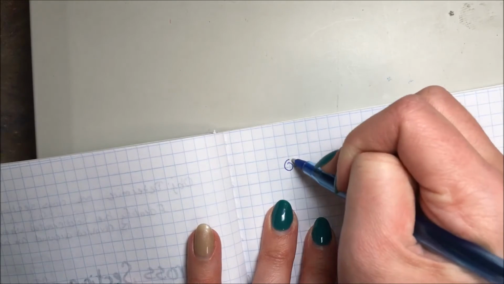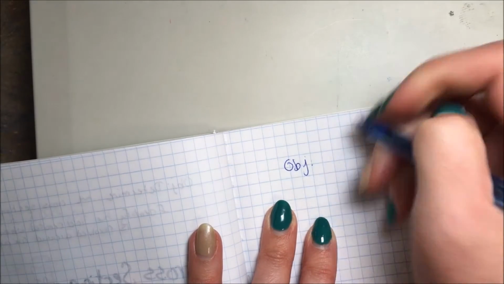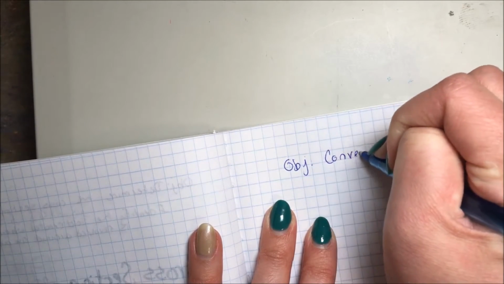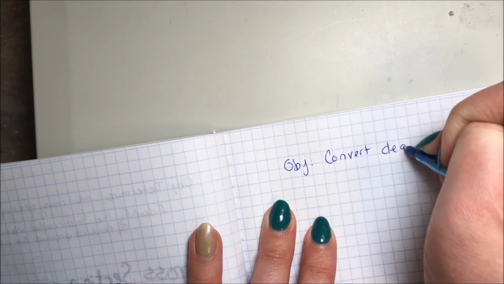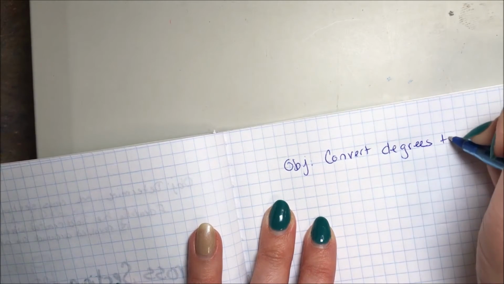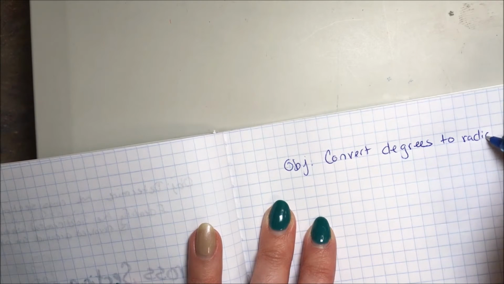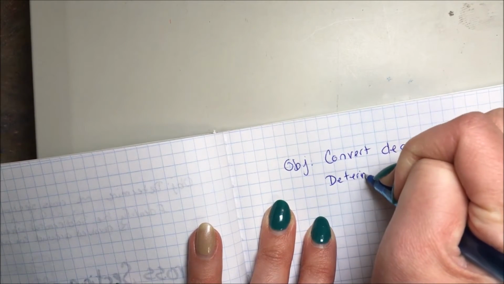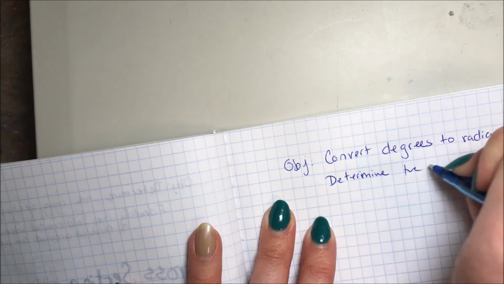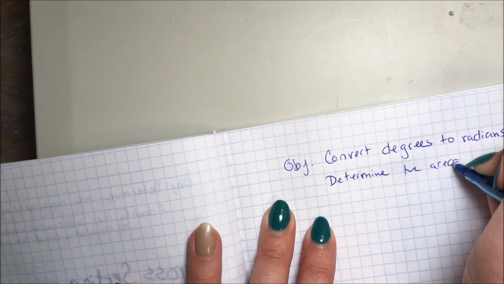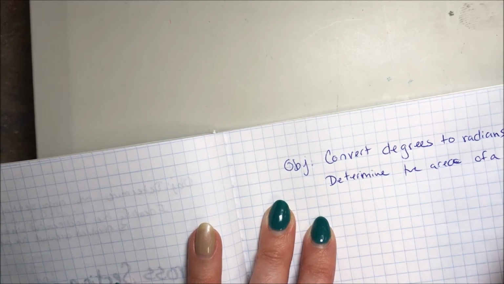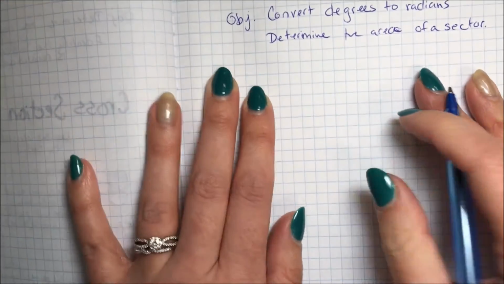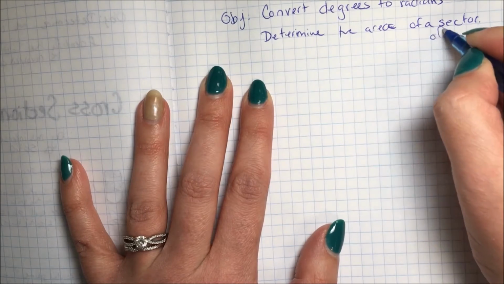Our objective is to convert degrees to radians and determine the area of a sector, okay, of a circle.